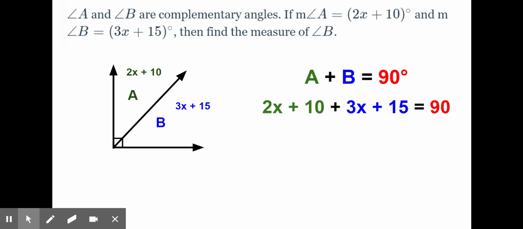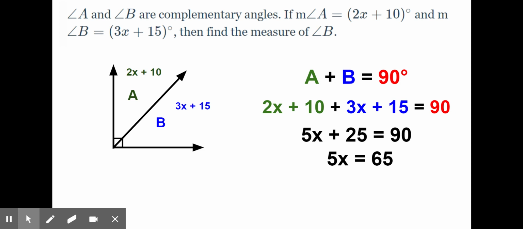A is 2x plus 10, B is 3x plus 15, so we add those together and set it equal to 90. We're going to combine our like terms on the same side of the equal sign first. If I have 2x's and 3x's, I have a total of 5x's. 10 and 15 is 25. Now our like terms are on opposite sides of the equal sign, 25 and 90. I want to move 25 away from x, so I will do the opposite and subtract 25 from both sides, which leaves me with 5x equals 65.